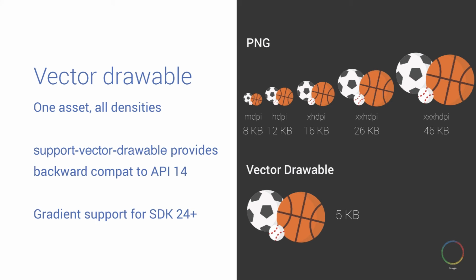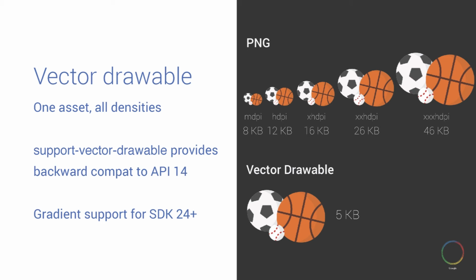So what are vectors? Well, they're a different way to represent images. You can basically define your image in terms of lines, shapes, and colors, rather than the individual pixels in that image. Here we see an icon that's represented as a vector drawable, taking up only 5 kilobytes. And this allows an individual device to actually rasterize that image at exactly the right density for any resolution device.